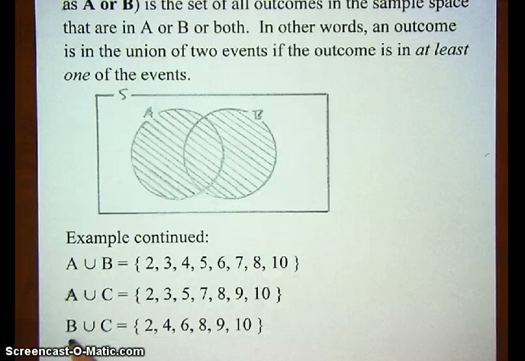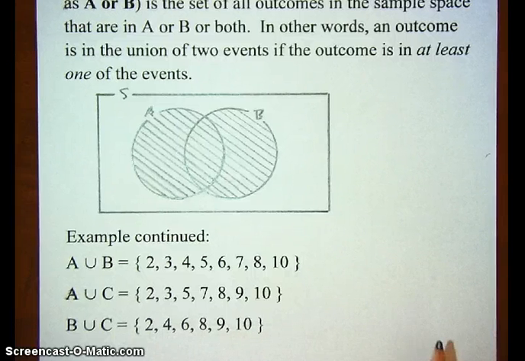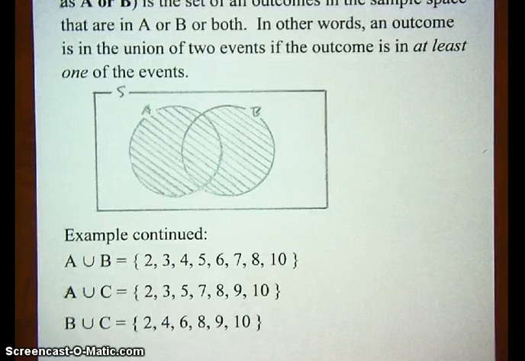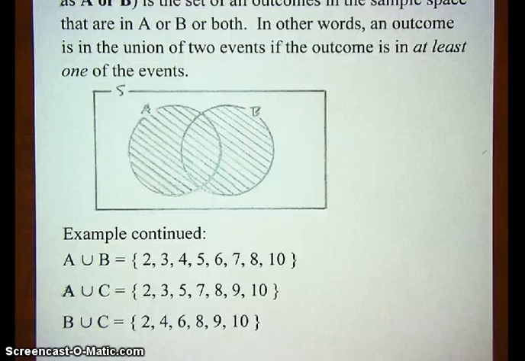And then the union of B and C would consist of the even numbers and the numbers that are greater than 7. So we have 2, 4, 6, 8, and then 9, and then 10. So we have the 5 even numbers. We have the 3 numbers that are in set C greater than 7. And so that adds up to 6 entries. We're going to look at these examples later on when we look at some more probability rules.